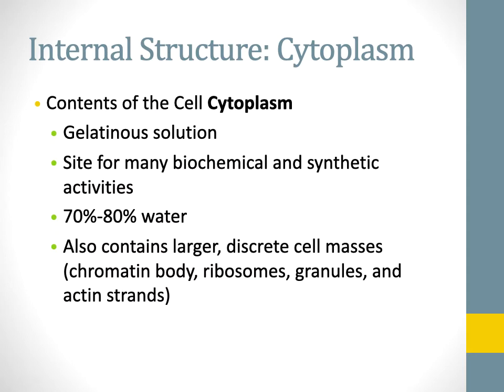If you remember from part 1, we talked about how the cytoplasm is a structure that's going to be found in all cells. So this is a very gelatinous solution. So it is 70 to 80% water, but there's also going to be lots of proteins and other cell masses such as ribosomes and granules and actin strands that are going to be found within it. And then within the cytoplasm is where we have biochemical and synthesis reactions occurring.